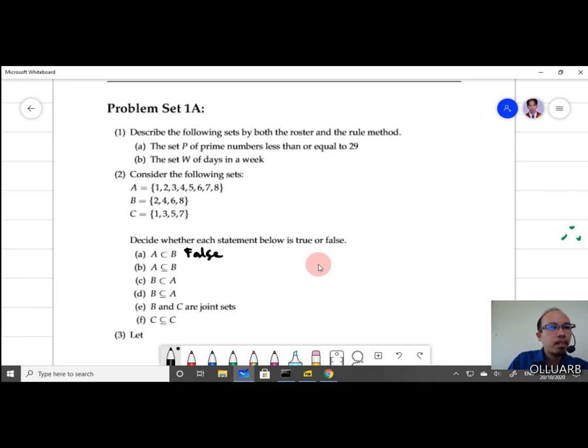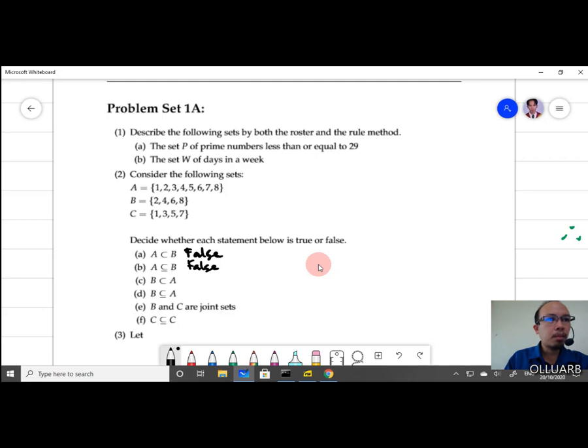Okay, a proper subset is something where, by definition, all the elements of A are also in B but A cannot be equal to B. Okay, so for letter B, A is a subset of B. Again, 1 is not an element of B. This is false.